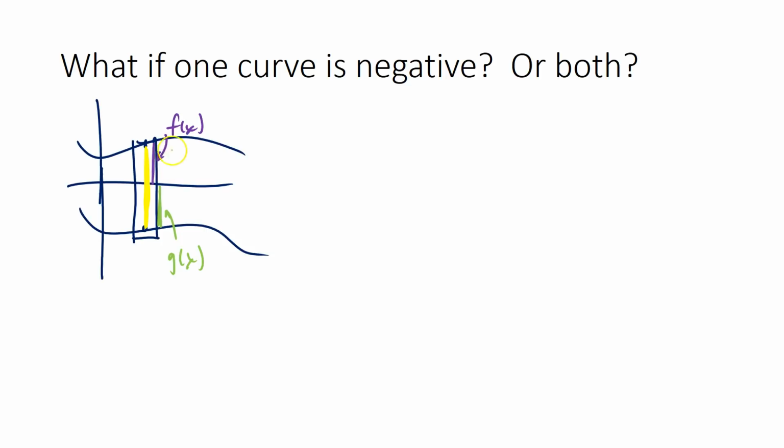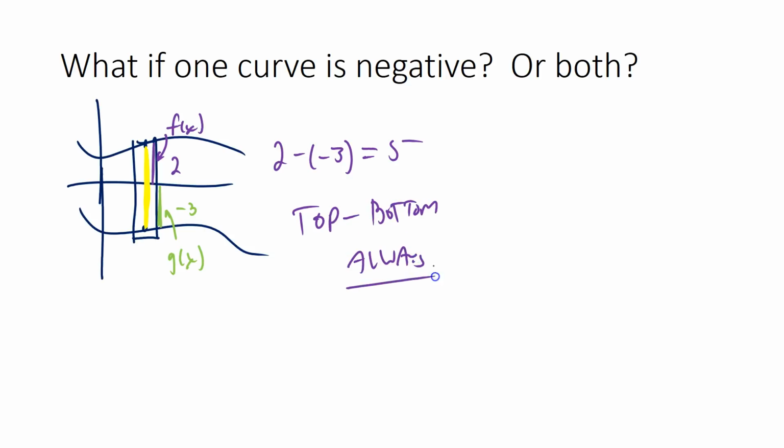Let's think though, if you do f of x minus g of x. Let's say g of x is like negative 3 there. And let's say f of x is like 2. Right? So if I do 2 minus negative 3, what does that give me? It gives me 5, right? Because you're adding it. That's the entire height. So it always works. Okay? You don't ever have to think about this again. Just know that top minus bottom always works. Always. It always works. So just trust it.